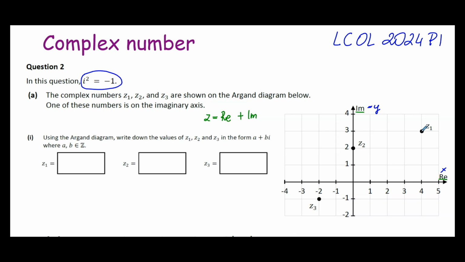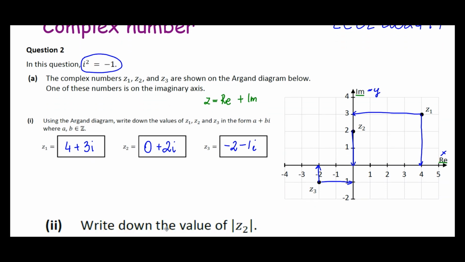So z1, where is our z1 here? How do we read it? First the real value, which is 4, and then the imaginary value, which is 3. The imaginary value has i beside it. Now z2, that's the one that is on the axis. Where do I read the real value? Here, and that value is 0, and then the imaginary value is here, so therefore 2, and don't forget about i. And then z3, again the real value first, -2, and then imaginary here, that's -1, so -1, and we don't forget about the i.